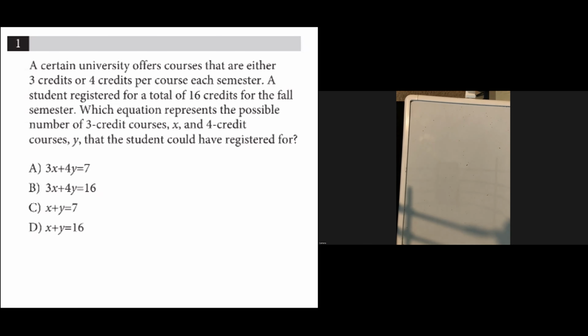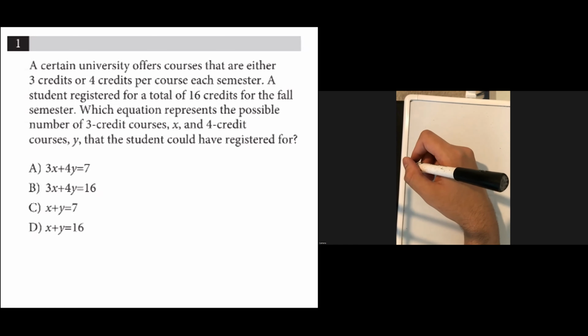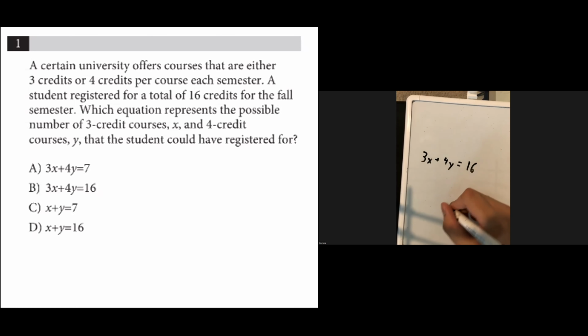Okay, so for this one, it says a certain university offers courses that are either 3 credits or 4 credits per course. And it says they totaled 16 credits. So the 3 credit courses are X and 4 credit courses are Y. So we have 3X plus 4Y equals the total, which is 16, which is answer choice B.